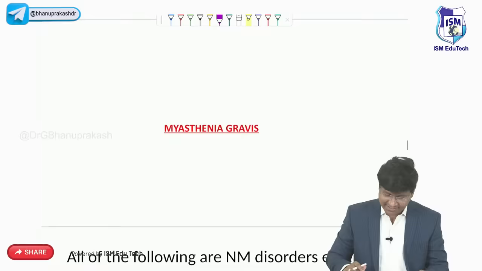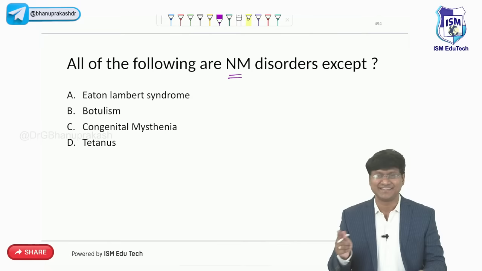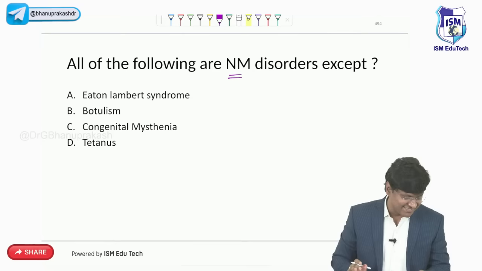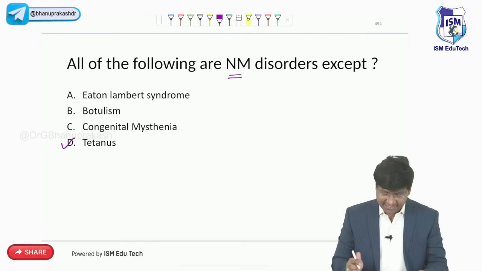Now, you see this question quickly. All of the following are neuromuscular junction disorders, except which of the following is not a neuromuscular junction disorder? Lambert-Eaton myasthenic syndrome, botulism, congenital myasthenia, tetanus. Yes? So, please remember, the one which is not the neuromuscular junction disorder, it is your tetanus. Tetanus is not a neuromuscular junction disorder. Now, our point of discussion is about myasthenia.